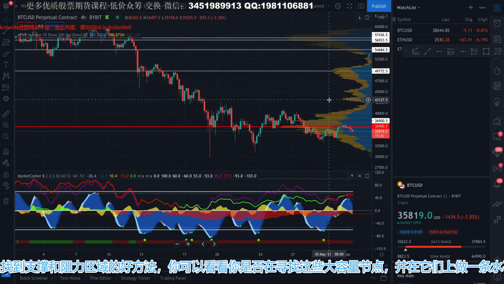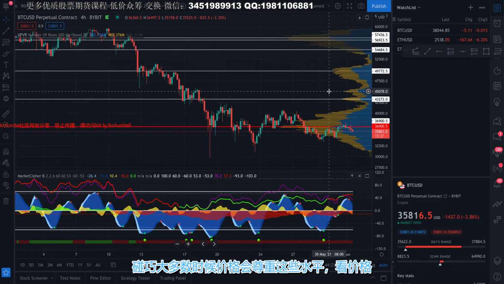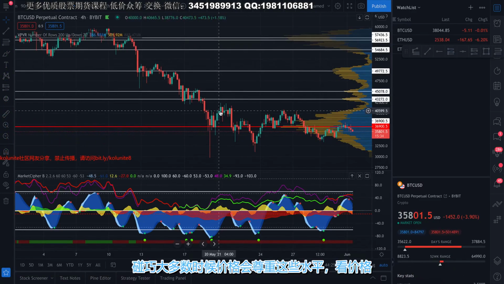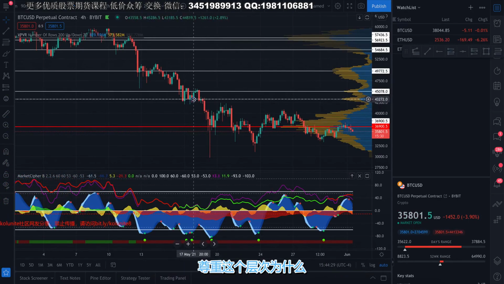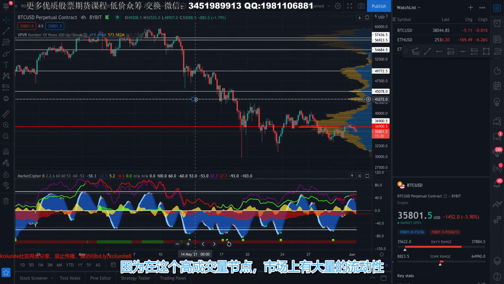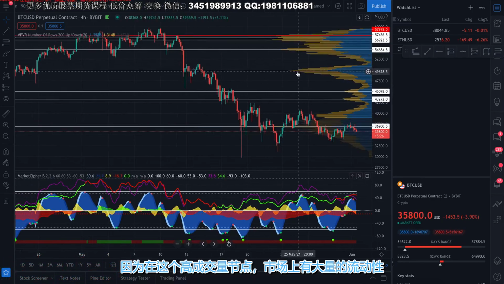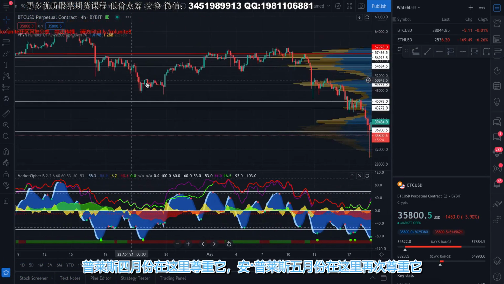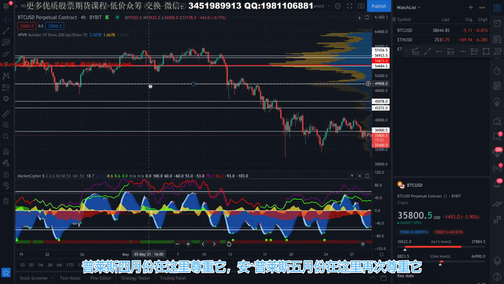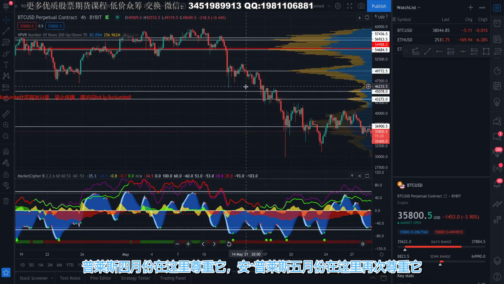And you can just kind of see, if you look for these high volume nodes and make a horizontal line on them, it just so happens that most of the time, price will respect these levels, right? Look, price is respecting this level. Why? Because there was a lot of liquidity in the market there. This high volume node, price respected it back here in April, and price respected it again back here in May.